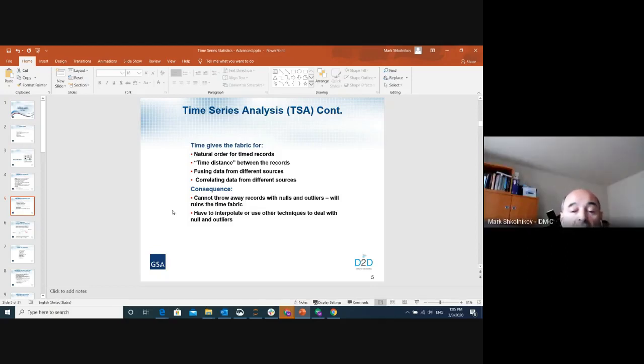Okay, so time is a fabric that places things and records them into natural order. You've heard about the space-time fabric discovered by Einstein. So time is a part of that fabric. Time gives us distance between the records. So if you get your records, for example, from a machine source, like sensors, then this data is spaced by equal intervals. And this is very important.